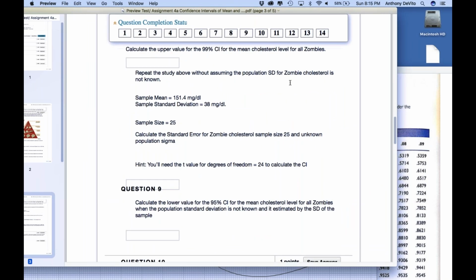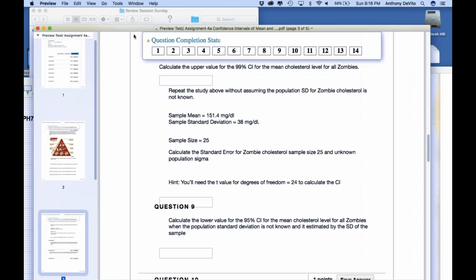Repeat the study above. Sample mean was 155. Now this time we're using the sample standard deviation, which is 38. Instead of making believe that we knew the population standard deviation, we're going to say that the sample standard deviation is 38, not the population standard deviation. So how does that change things? Well, let's go back to our workbook.